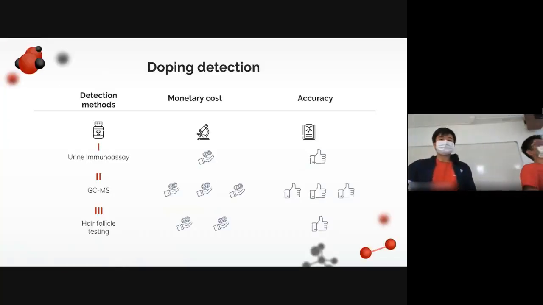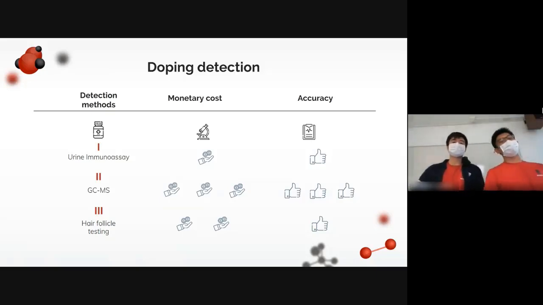Okay, so now some of the more common detection methods that we have researched. The first one is urine immunoassay. The second one is gas chromatography, mass spectrometry. And the last one is hair follicle testing. So in this slide, I'll be talking more about gas chromatography and mass spectrometry.